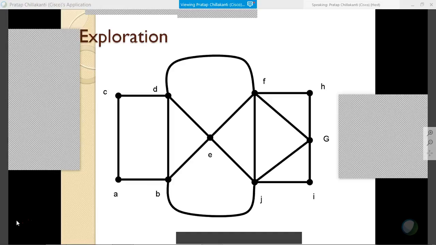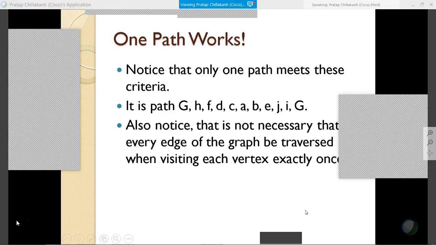The other paths too, right? I could perhaps do G, H, F, then I can go to D, after D, D, C, A, B, B to E, E to J, J to I, and G. So they're different paths, okay? Give something. Notice that one path meets this criteria, some answer I gave you.